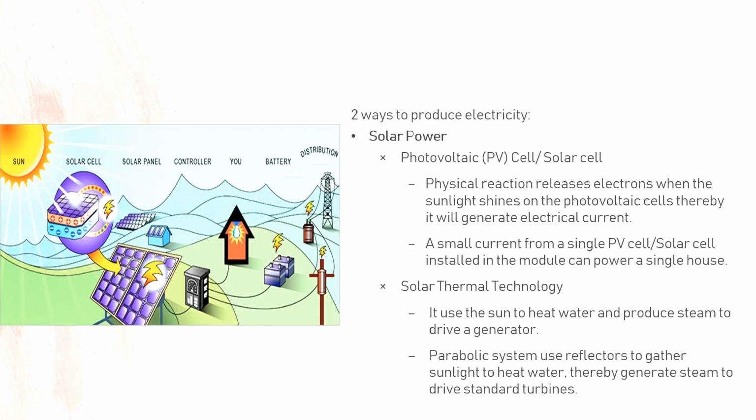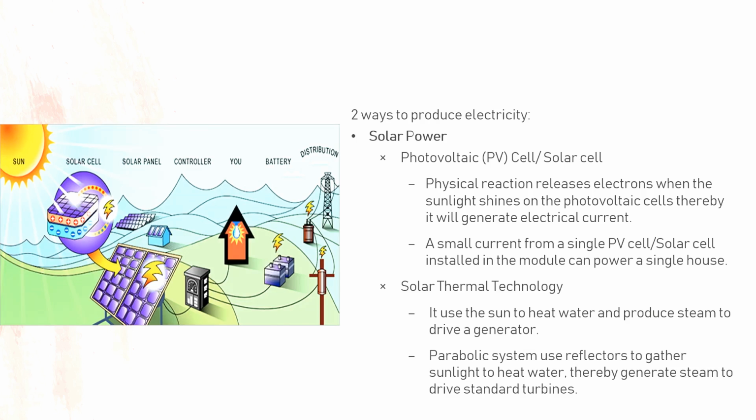There are two ways to produce electricity. The first one is solar power. There are also two components that help to produce the electricity. The first one is the photovoltaic cell or solar cell. A physical reaction releases electrons when the sunlight shines on the photovoltaic cell, thereby generating electrical current. A small current from a single photovoltaic cell or solar cell installed in the module can power a single house.